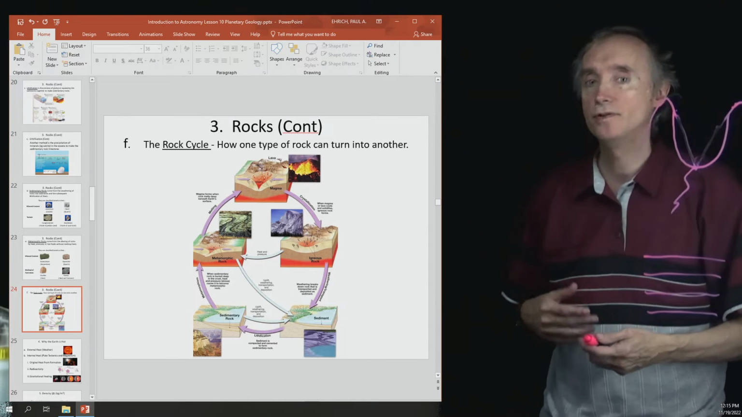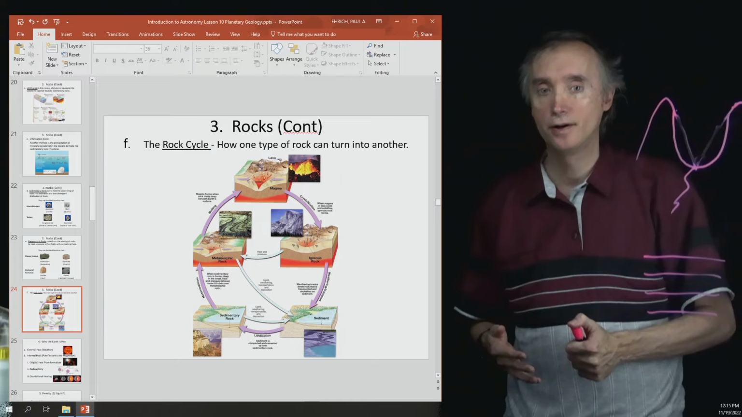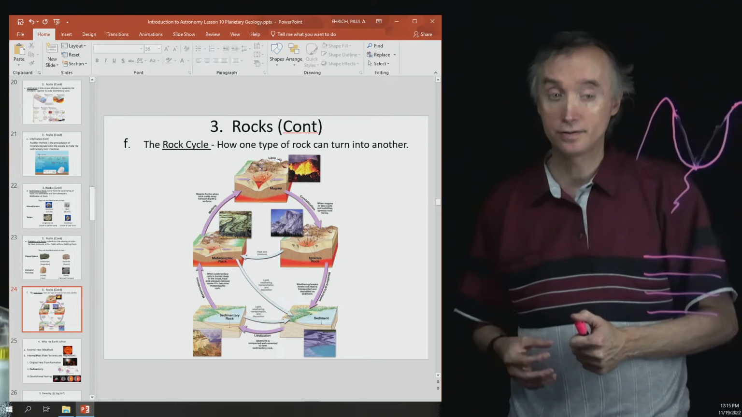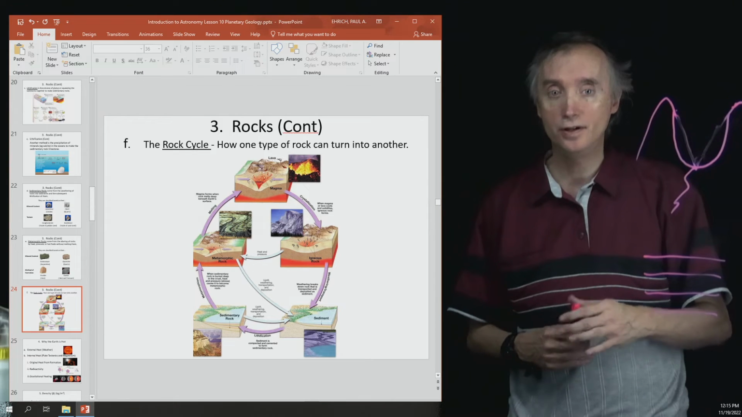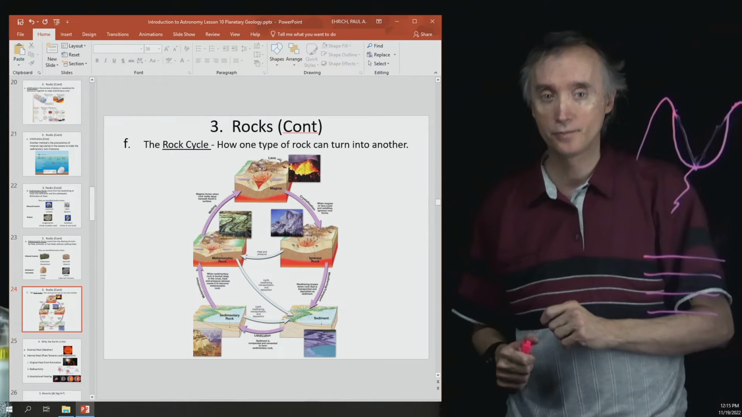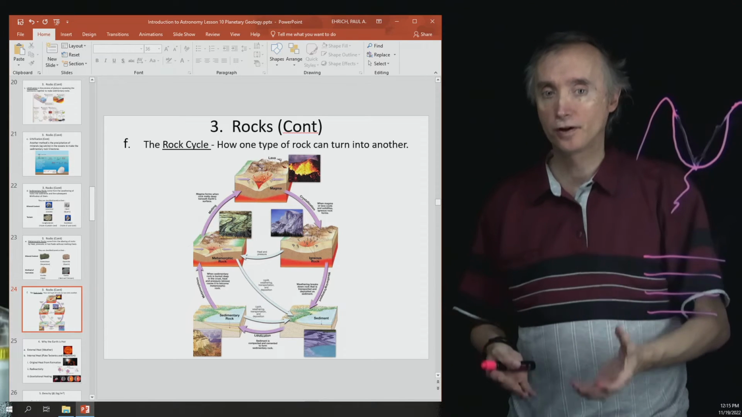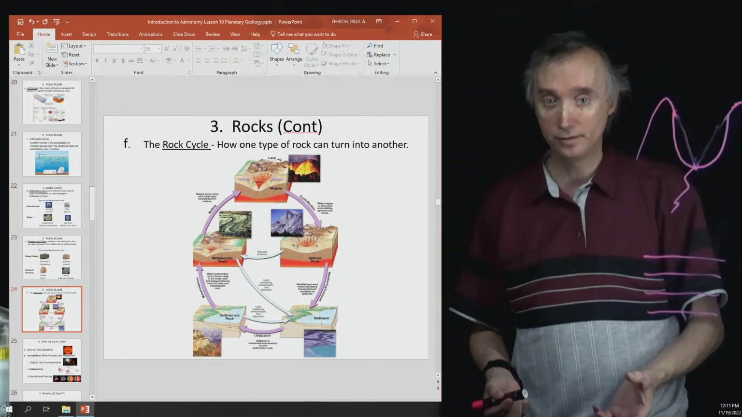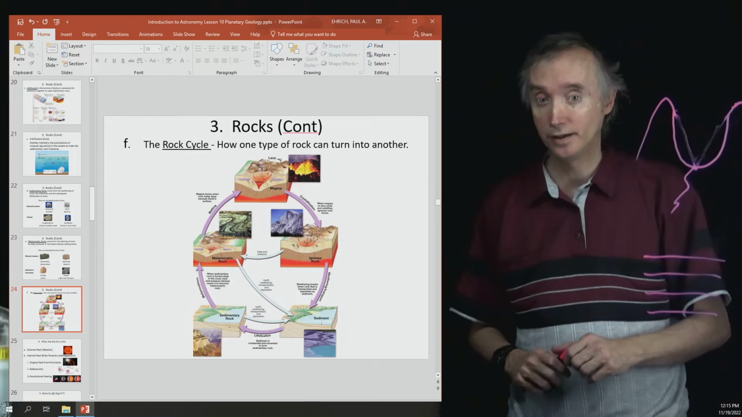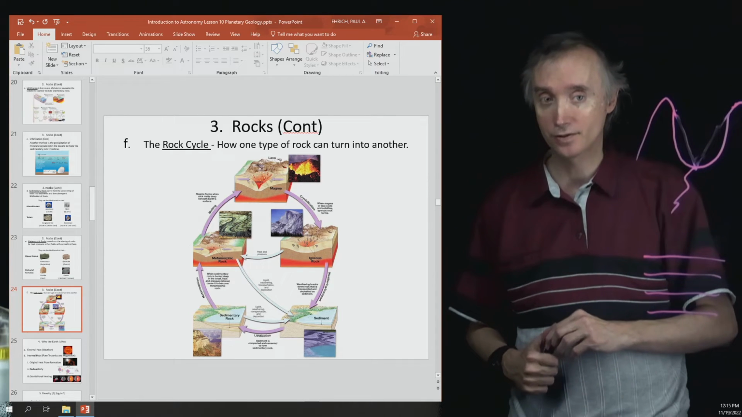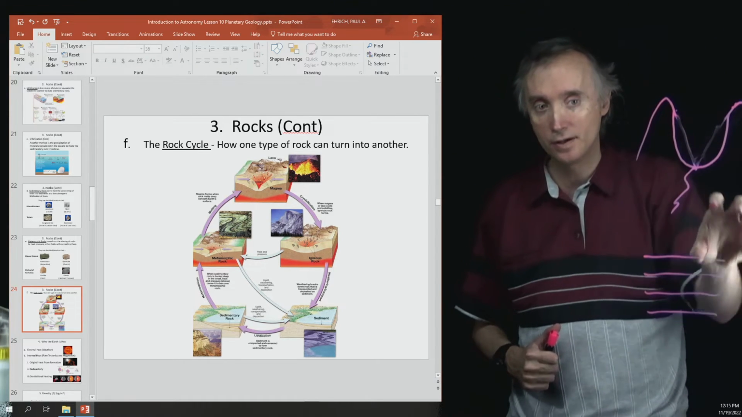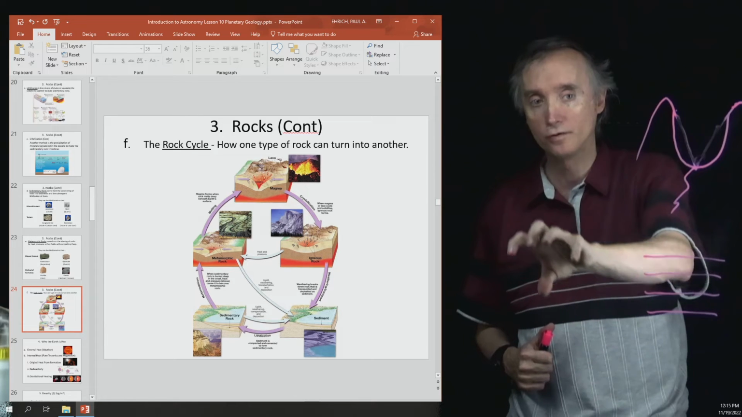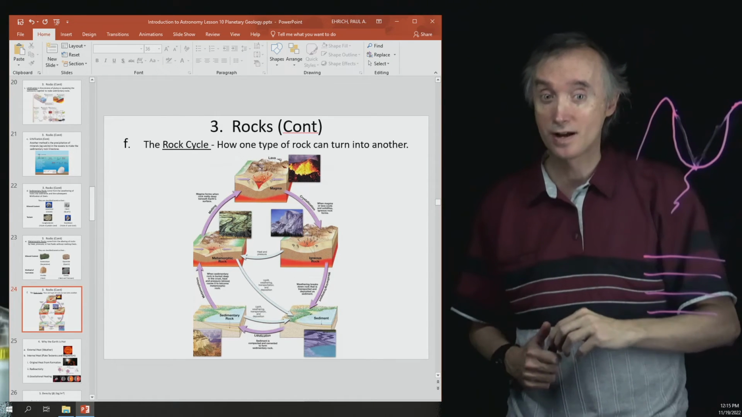Now, what happens if you take the sedimentary rock and you heat it, but you don't melt it? It would then turn into a metamorphic rock. And if you took that metamorphic rock and you continued to heat it, you would melt it completely, and then it would turn back into an igneous rock. So you might get the idea that igneous always turns into sedimentary, sedimentary turns into metamorphic, and then metamorphic turns back into igneous. No, it's not true.